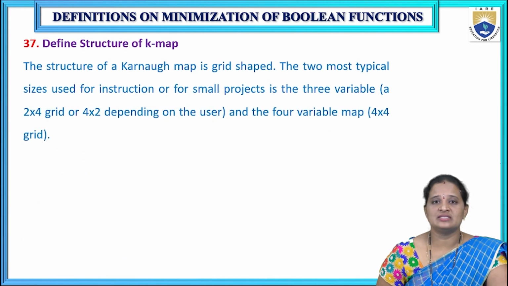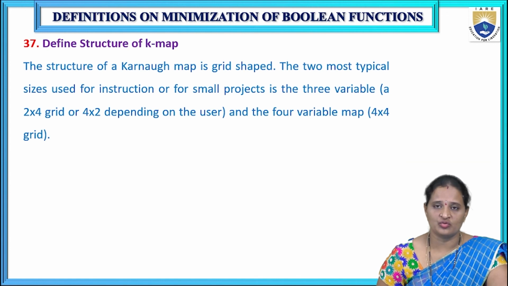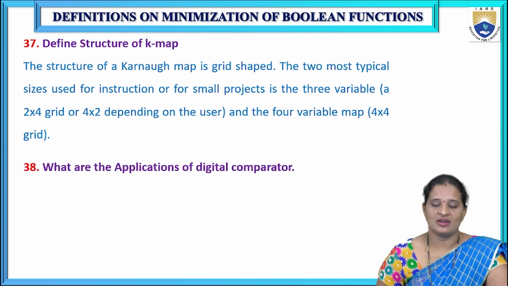Define the structure of K-map. K-map is nothing but an array-like structure, or a grid shape, in which we have 2 to the power n cells, and each cell represents one of the 2 to the power n possible input combinations of an n variable Boolean function.